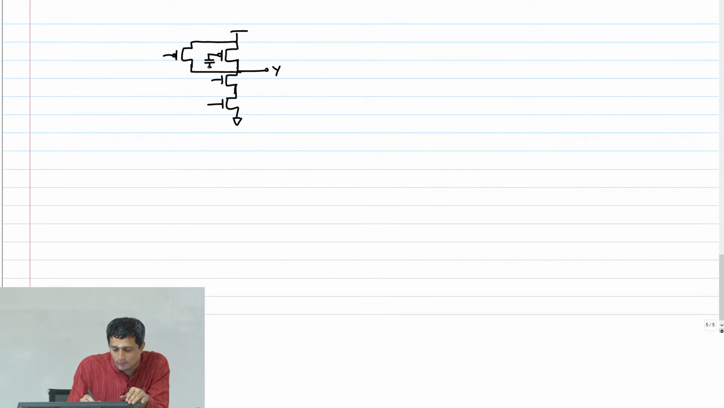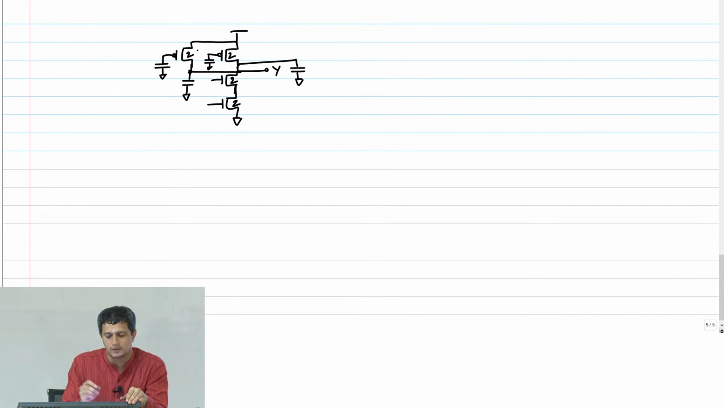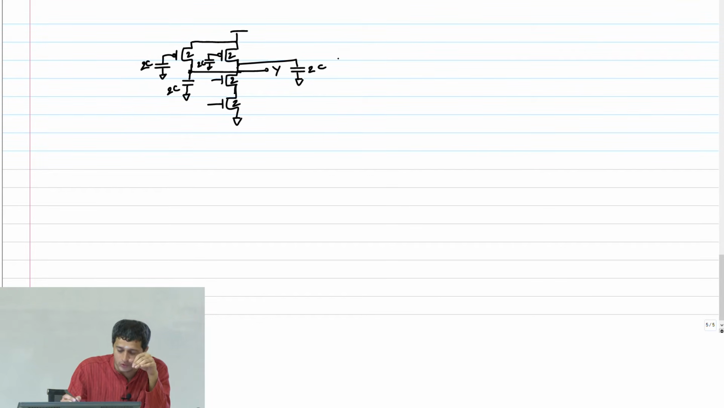I have a cap here, right? I have a cap here. Then I have a cap between the drain and ground for the PMOS. I have a cap between this drain and ground for this PMOS. So sizes, by the way, are 2, 2, 2, right? So what are the capacitances now in terms of C? All of them are 2C. So this is 2C, 2C, 2C and 2C.